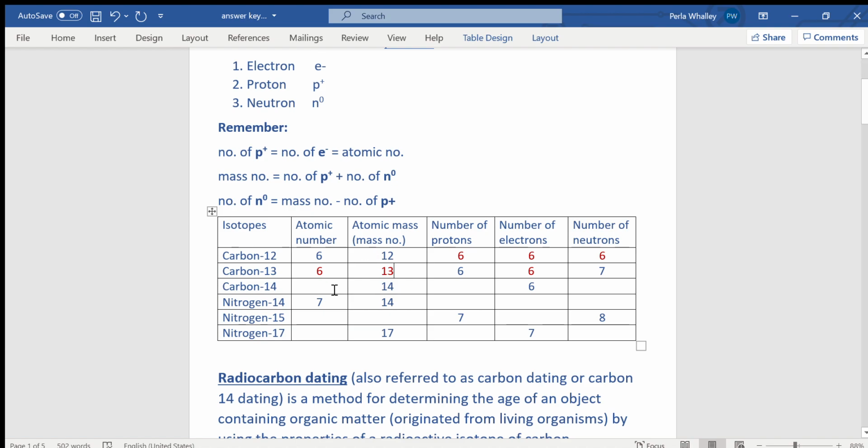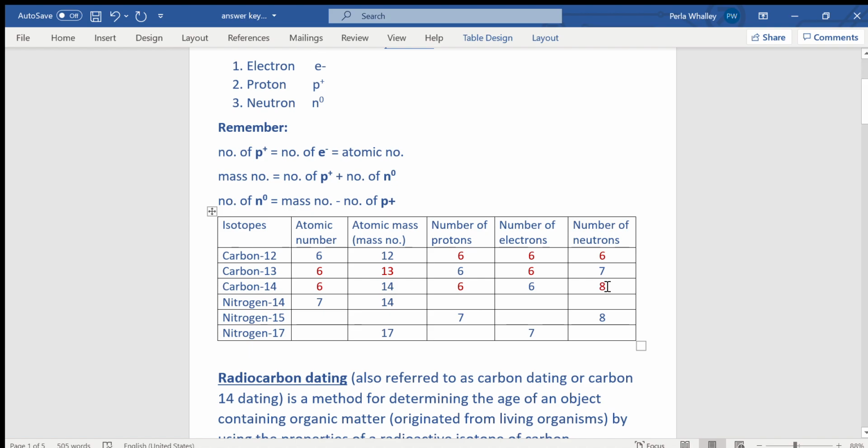For carbon-14, the given is the atomic mass and the number of electrons. So the number of electrons is 6. So the number of protons is also 6. And the atomic number is also 6. What is the number of neutrons? The number of neutrons would be the mass number, which is 14, minus 6. That will be equal to 8.